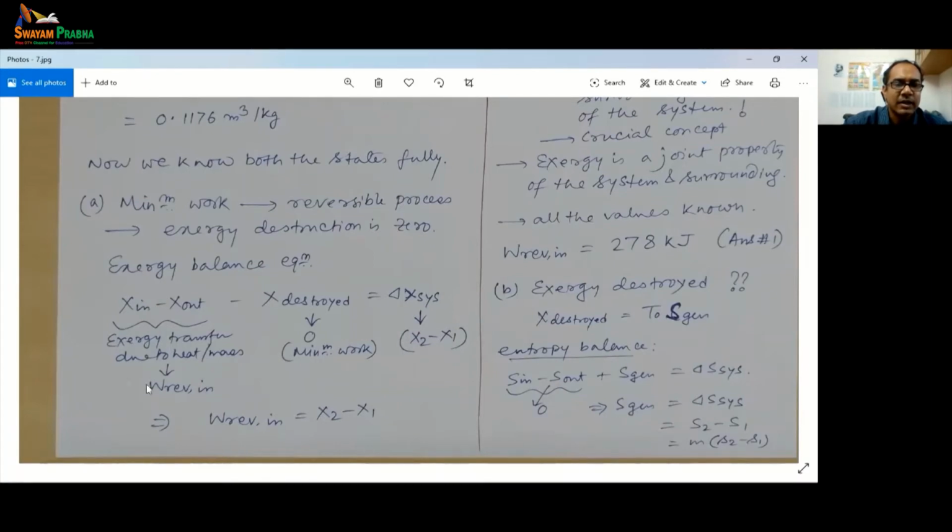And for the exergy transfer due to mass and heat, here it is insulated, so no heat interaction. The only work interaction happening is the reversible work input. Whatever the value is, we don't know. So that reversible work input is unknown, and that would be equal to X2 minus X1, that means the change in exergy of the system.